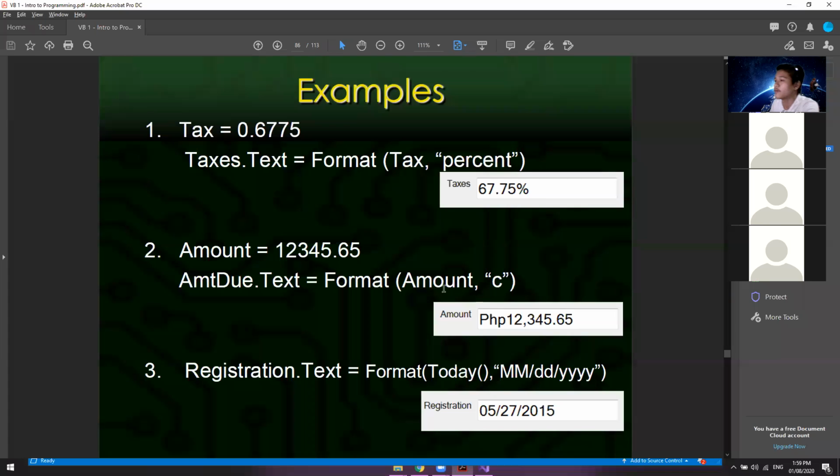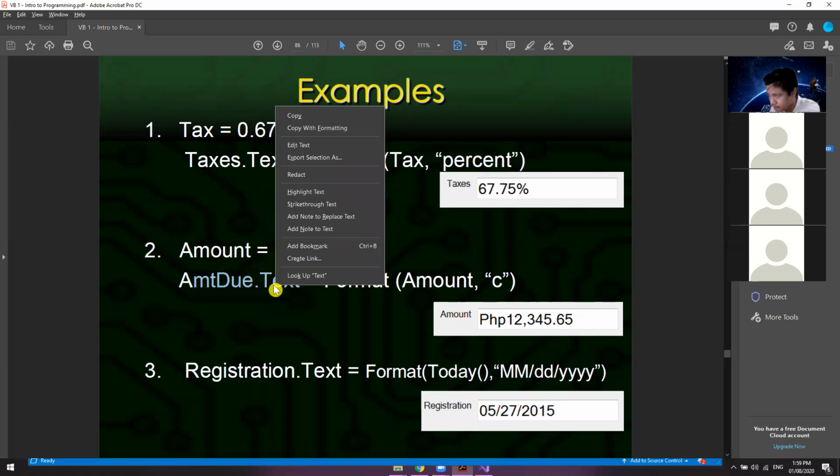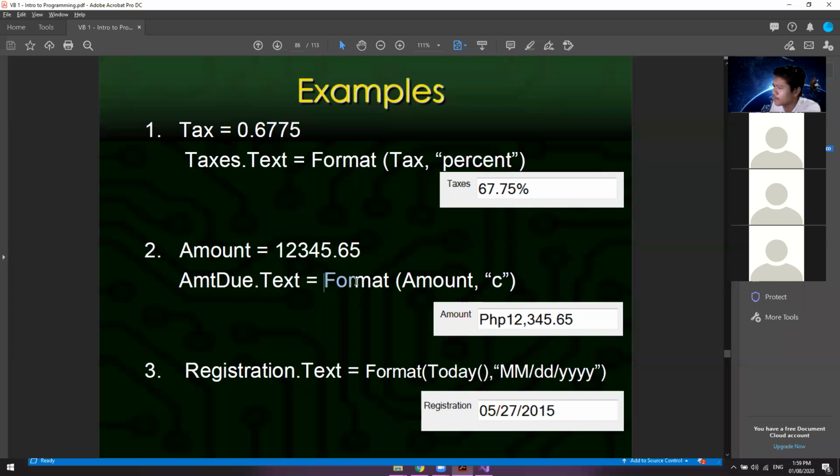Okay, and then for currency, so same. Just a different name of variable. So we have amount is equal to 12345.65. Then the amount due text is just a text box. And then we have a format again, and then yung variable name, and then yung format na gagamitin. So gumamit siya ng C. And then yun na. So pag nasa Pilipinas ka, supposedly dapat peso sign to or PHP. And then kapag nasa Amerika ka naman, of course, dollar sign. So depende yan sa bansa nyo.